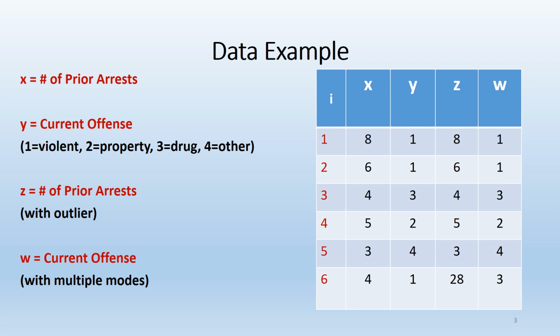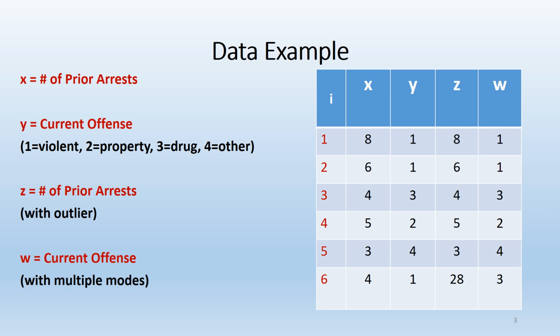This is a quantitative variable that would be at the interval or ratio level of measurement. So we see in our data, person number 1 had 8 prior arrests, person number 2 had 6, and so forth. Our second variable is a nominal variable, a qualitative-level variable, and that is current offense. Because it's nominal, the numbers don't have any true mathematical value.